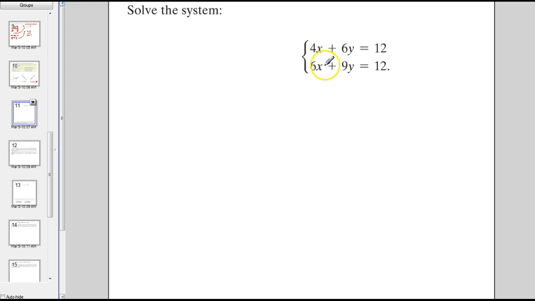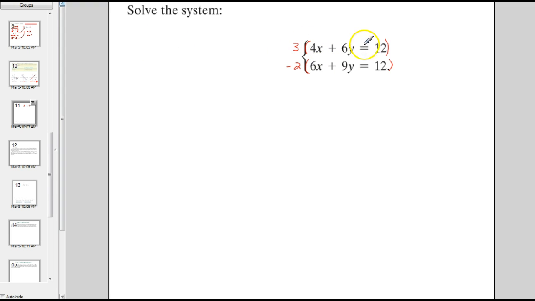Alright, so let's solve the system. We've got 4x plus 6y equals 12, 6x plus 9y equals 12. I'm going to pick a method to solve this. If I don't have a variable that's easy to isolate, I'm not going to use substitution. So in this case, I would use the addition method. I'm going to multiply the top equation by 3, because that'll give me a 12x, and then multiply the bottom equation by negative 2. That'll give me a negative 12x.